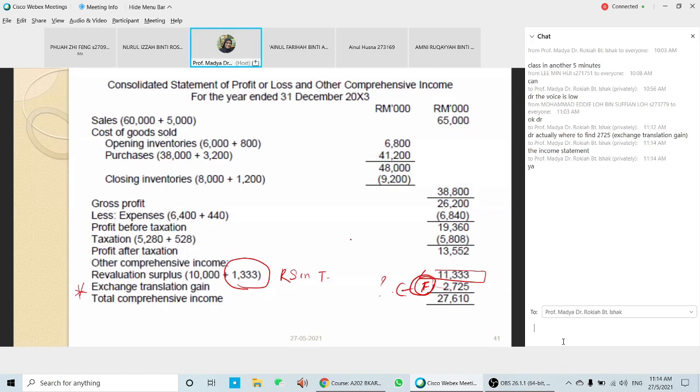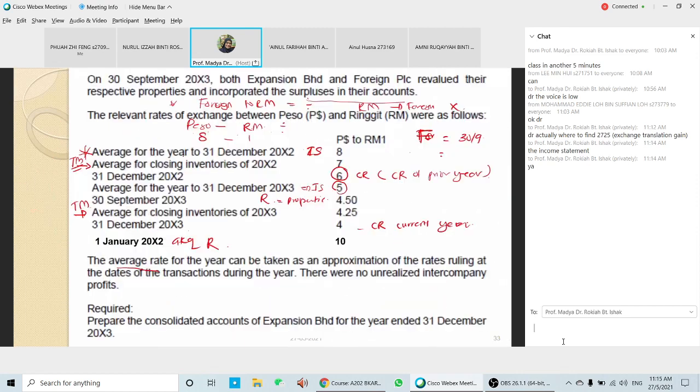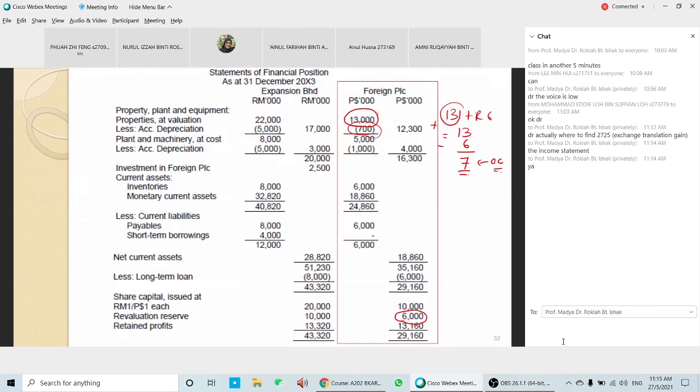Okay, so we said that we prepare the income statement for the year 31st December X3. So we're going to combine between the parent and the foreign. We look at the information that we have in the income statement at the beginning, before we do anything, before we do a translation.